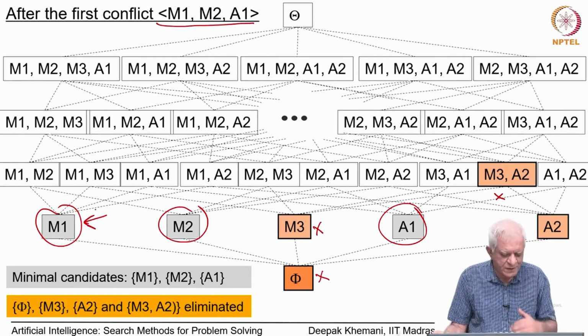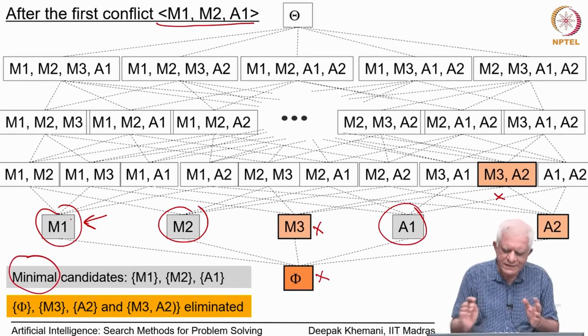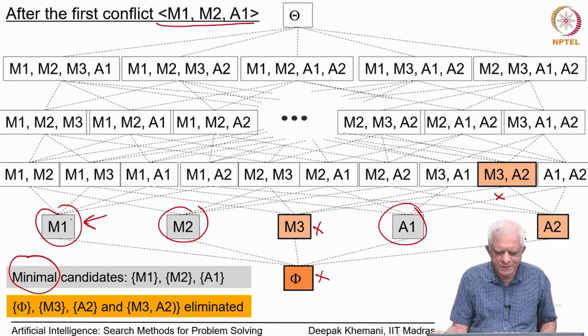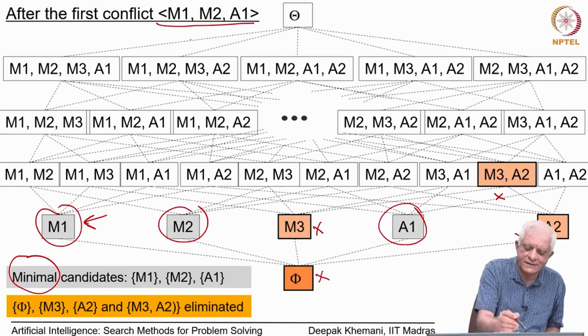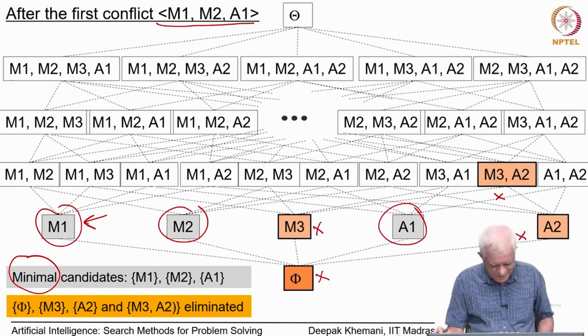But we are trying to do the minimal candidates. So, we have only listed the minimal sets that are indicated by our conflict set. So, what does the conflict set say? That either M1 or M2 or A1 is faulty, which means that some things rise above the level of suspicion.